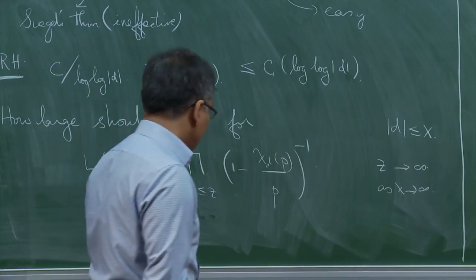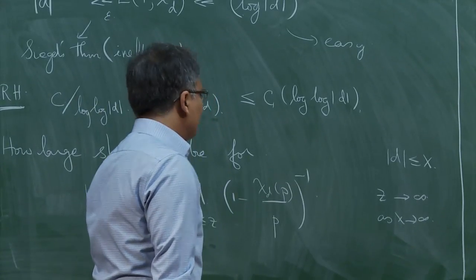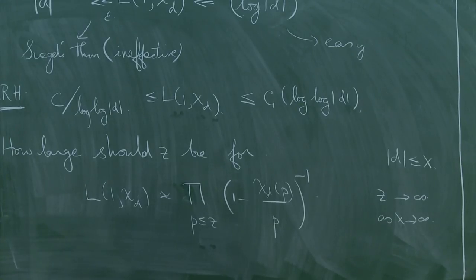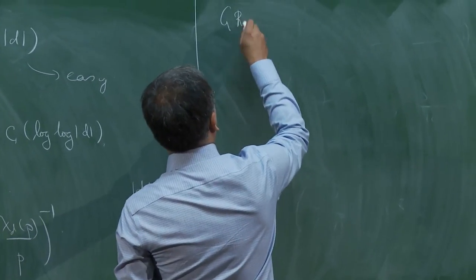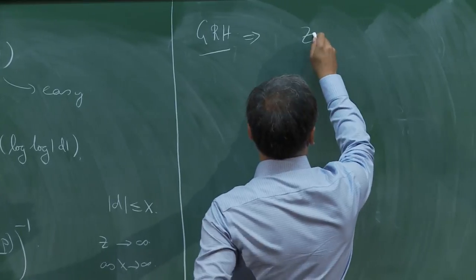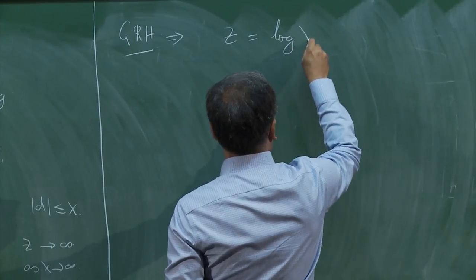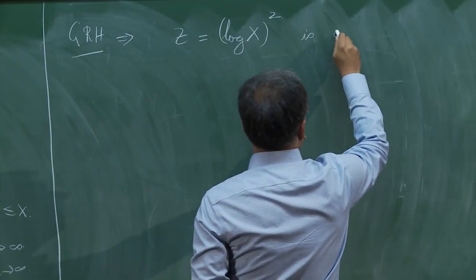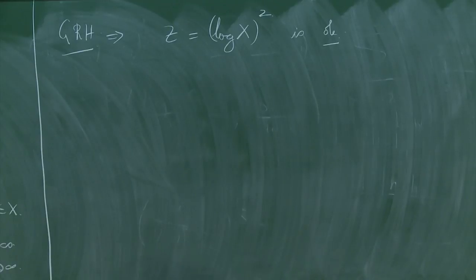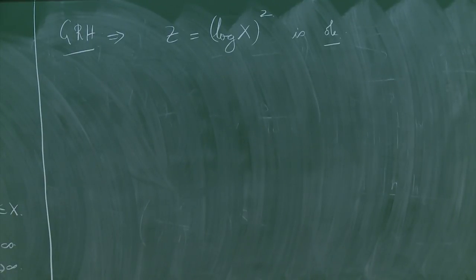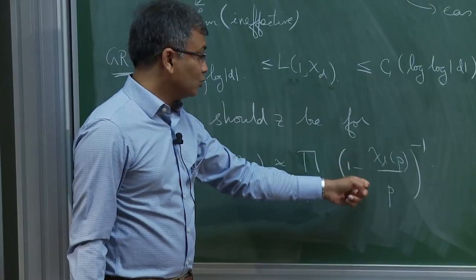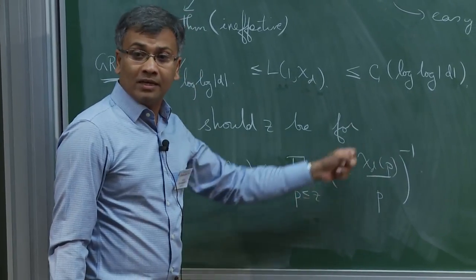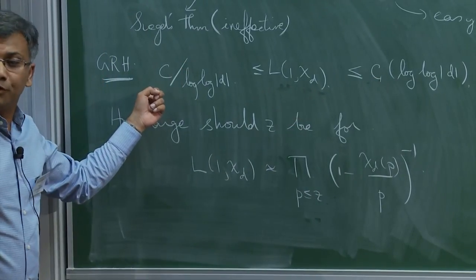And unconditionally, we would have to take z very, very large, like maybe larger than x at any rate, maybe even larger than that, maybe like e to the (log x) squared or something like that. But if the generalized Riemann hypothesis is true, then one can take z to be fairly small, like (log x) squared. And once you know that, then these bounds follow, because this product at most can be as large as the product of (1 minus 1/p) inverse up to (log x) squared, which gives you this upper bound. And it's at least as large as this, which gives you this lower bound.